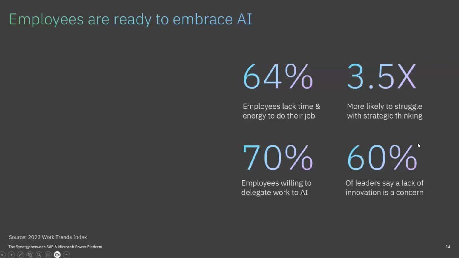64% of employees lack time and energy to do their job, right? They're looking for how this AI thing can help them day to day. 3.5 times more likely to struggle with strategic thinking. 70% of employees willing to delegate some form of work to AI.